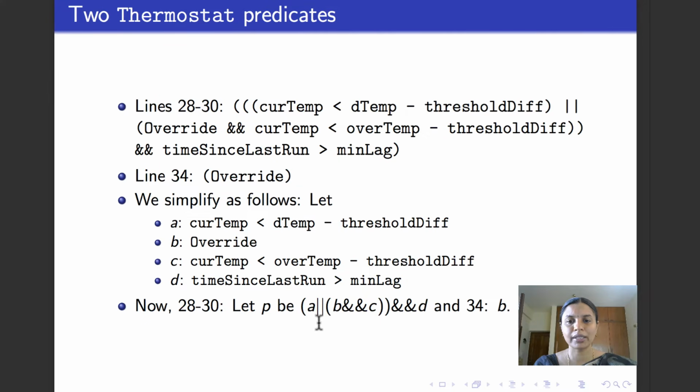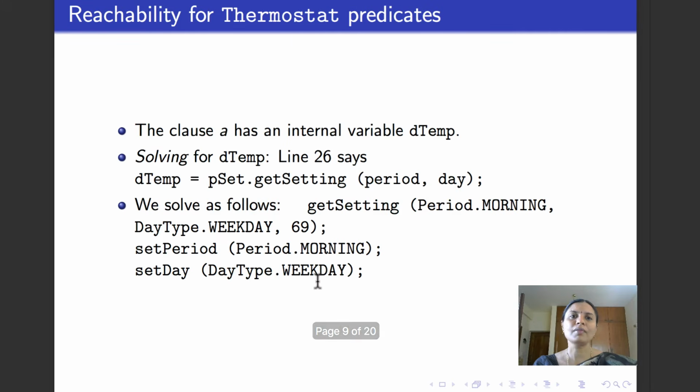What is the predicate basically? It is A or B and C and D, right? Where A is this first part, B is override, C is the third part, and D is the fourth part. And the next predicate override is just one clause predicate B. So this first predicate P, which occurs at lines 28 to 30, is interesting for us to test because it's got four clauses A, B, C, and D, and it's got a combination of ors and ands. So let's go ahead and test it for that predicate, right?